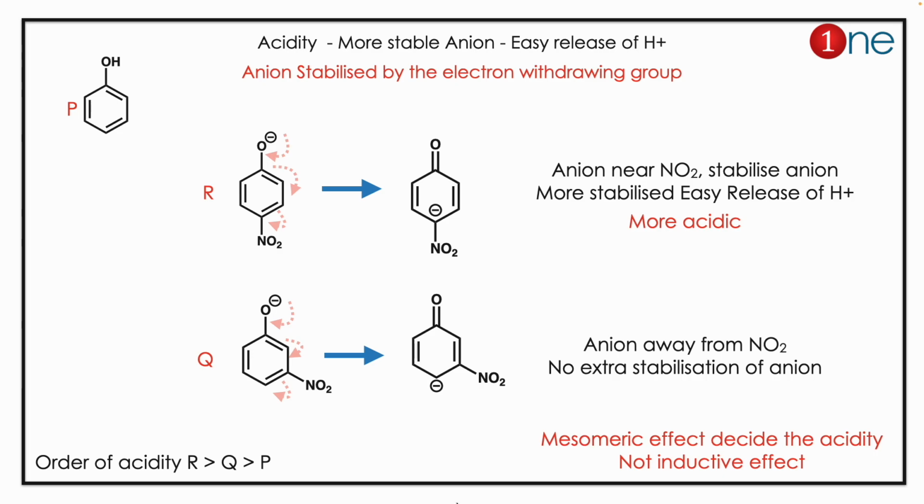If you look at R, after losing the H+, the O- anion forms near the nitro group, which is more stable. So there is quick release of H+, and it is more acidic. If you look at Q, the anion also forms, but it is away from the nitro group, so it is less acidic, because the anion is less stabilized. So obviously the order will be R, Q and P.